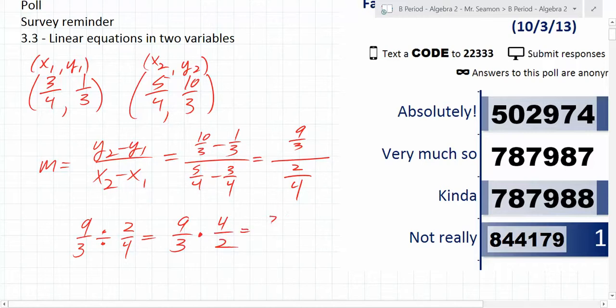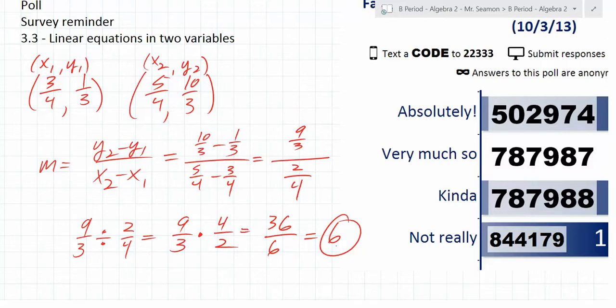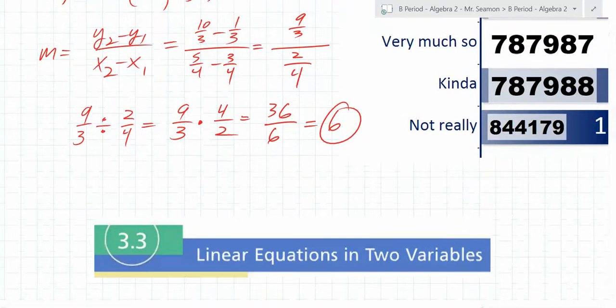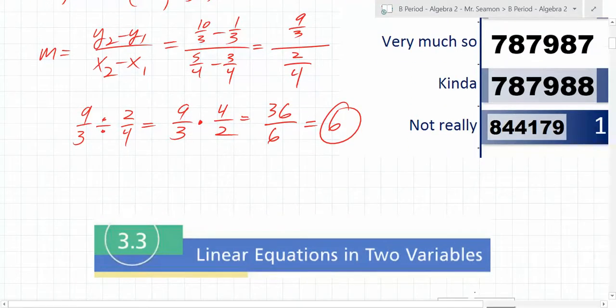So that's going to be 36 over 6, which is what? 6. There it is. That's where that step came into play, Kelly. When they're telling you in that hint, when you divide by a fraction, multiply by the reciprocal. Okay. Any other questions from like that?